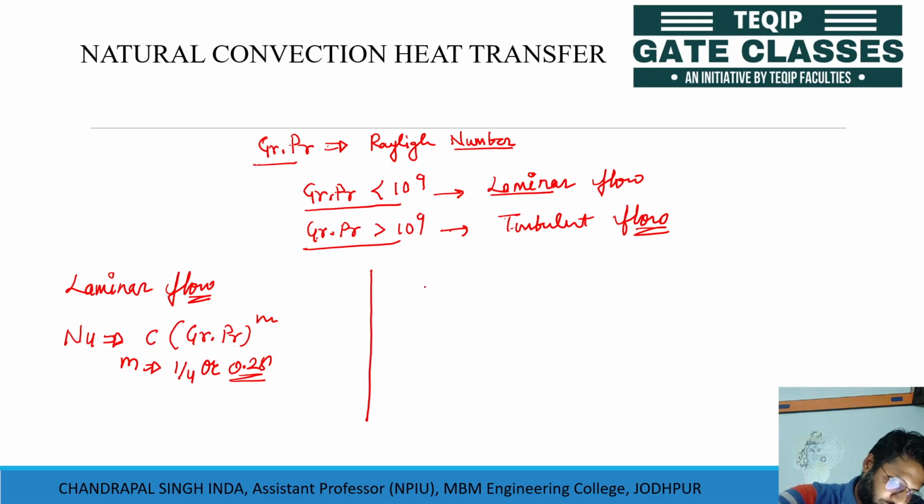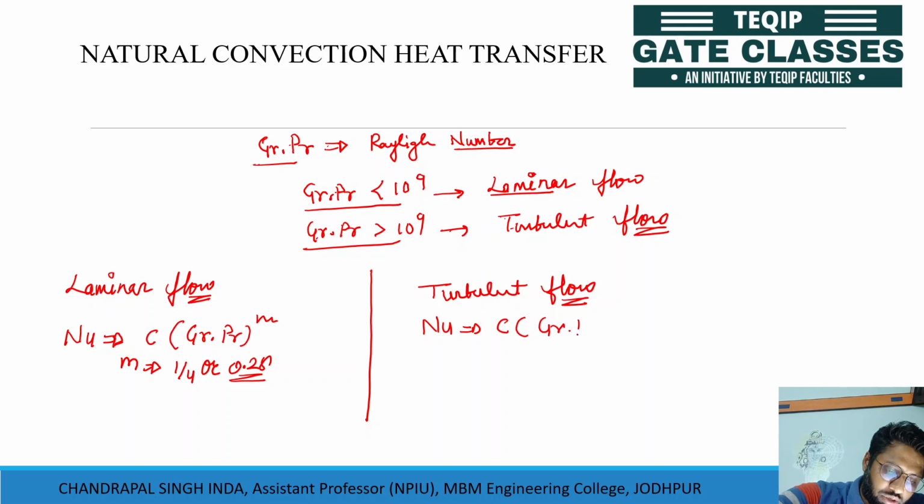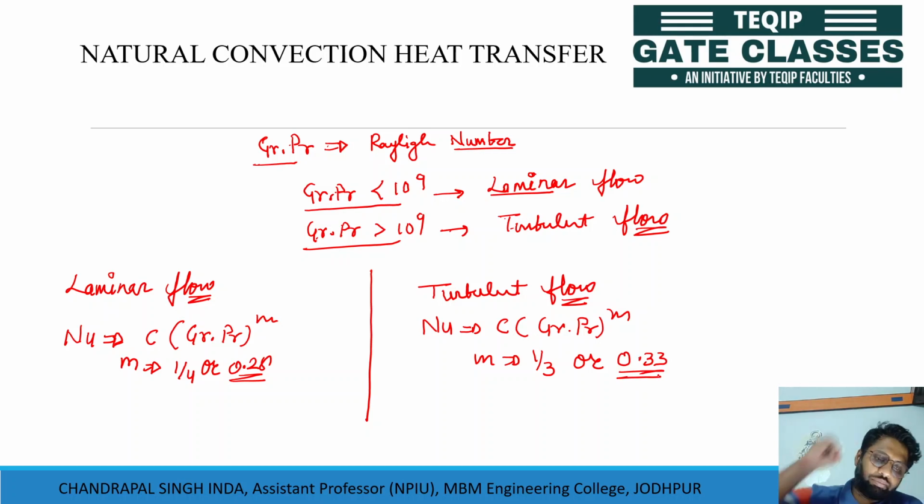Next we have the empirical relationship for the turbulent flow. In the turbulent flow, the Nusselt number is equal to C, a constant value, into Gr Pr to the power m, and here m will be equal to 1 by 3 or 0.33, and the value of the constant again varies in the turbulent flow as the geometry of the solid boundary varies. So this is what we have in the natural convection system.